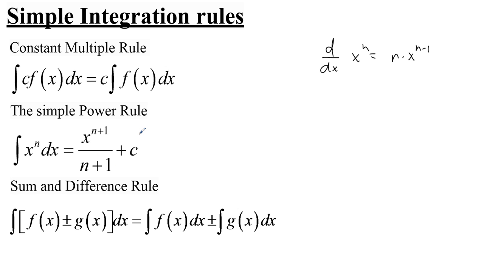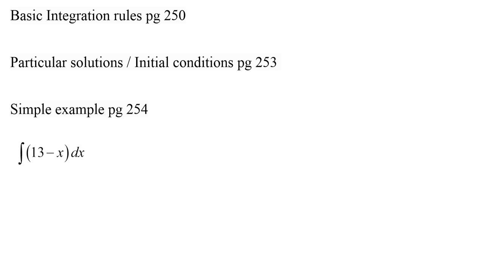And then the sum and difference rules. If you have the sum or difference of two functions, you can take the integral of those two functions individually. Again, there would be a constant for both of them. I would suggest that you just put 1c at the end. That would constitute a value for both of those. You don't need two separate constants.